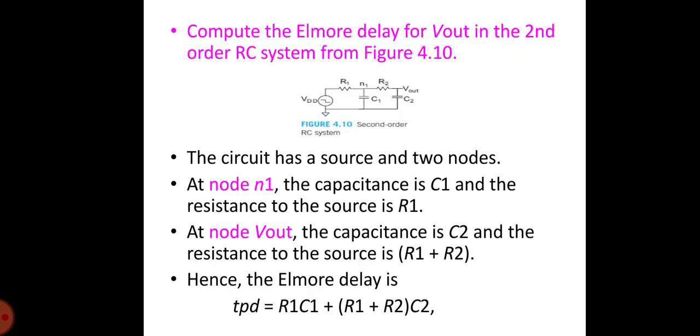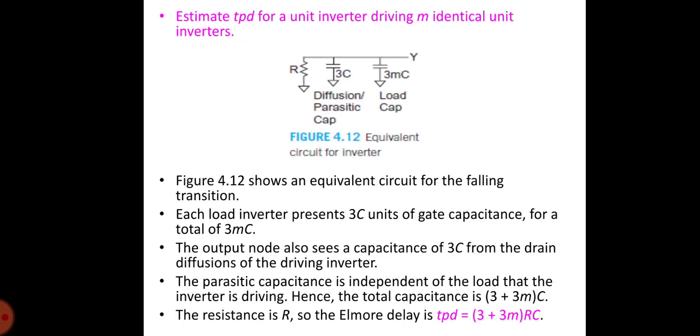You can compute Elmore delay for V out in the second order RC system from this diagram. So here the circuit has a source and two nodes, and at node 1 the capacitance is C1 and the resistance to the source is R1. At node V out the capacitance is C2 and the resistance to the source is R1 plus R2, and hence the Elmore delay is R1C1 plus (R1 plus R2) into C2.